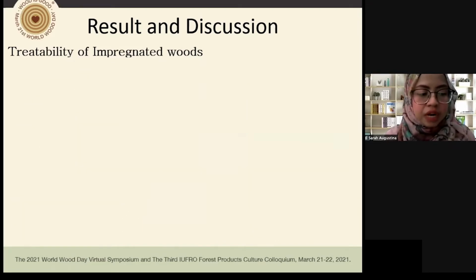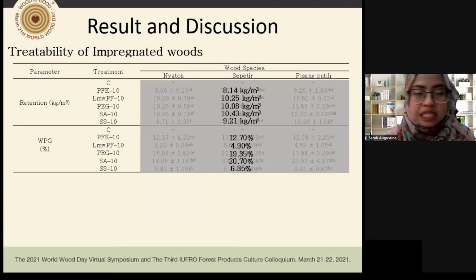In different impregnating agents, it can be seen that conventional phenol formaldehyde produces the lowest retention value, while SA, succinic anhydride, has the highest. Low molecular weight phenol formaldehyde produces the smallest weight percent gain, while succinic anhydride has the largest value. The difference in those values for each impregnating agent was related to their molecular weight, viscosity, and reactivity.